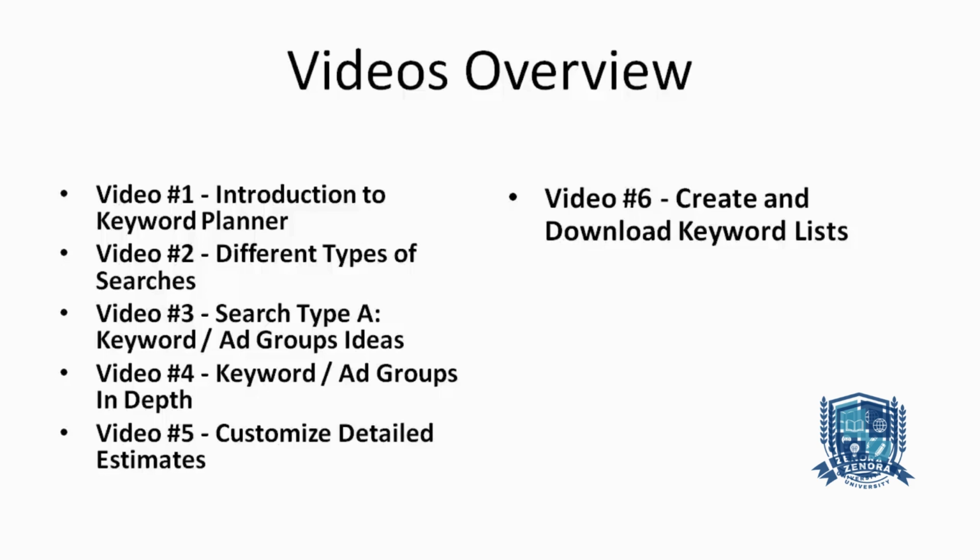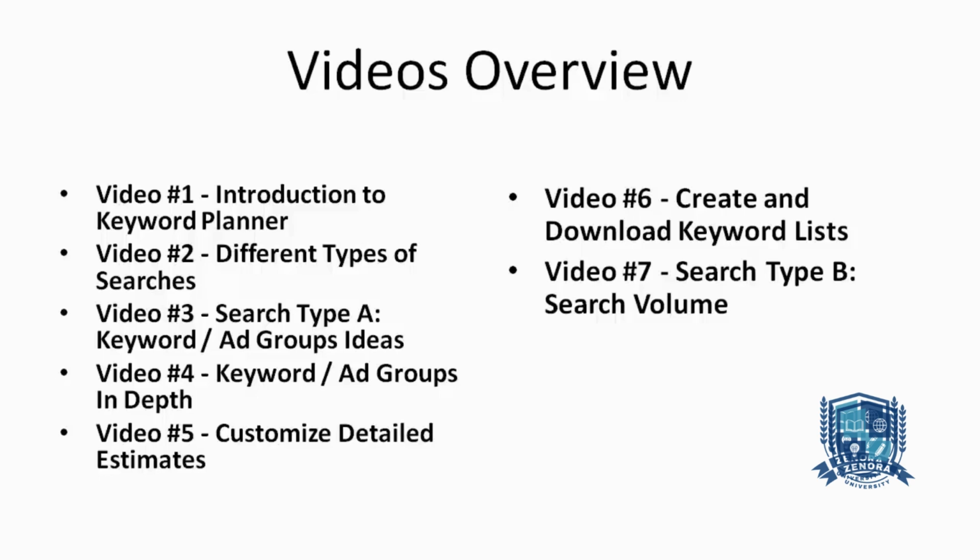And number 6, I'm going to show you how to create and download keyword lists, which is beneficial if you want to save the hard data to your hard drive and manipulate it, use it for future uses. Video number 7, we're going to talk about search type B, which is going to be search volume.